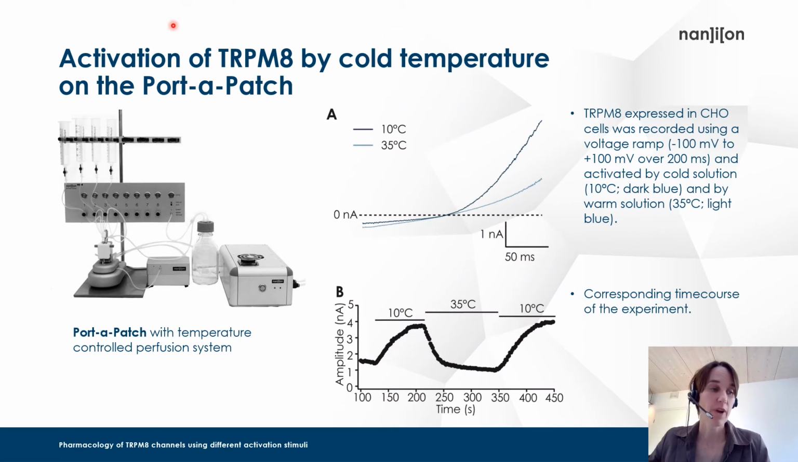In this first set of experiments, we used the PortaPatch with a temperature-controlled external perfusion system to activate TRPM8 expressed in CHO cells using cooled solution. A voltage ramp from minus 100 millivolts to plus 100 millivolts over 200 milliseconds was repetitively applied, and the external recording solution flowing over the cell was cooled down to 10 degrees C, which activated TRPM8. When the solution was heated to 35 degrees C, the channel was inhibited. TRPM8 could be activated a second time using cooled solution in the same cell.